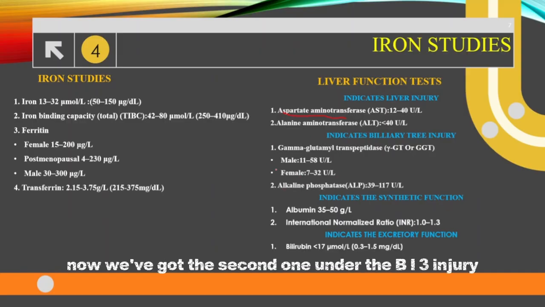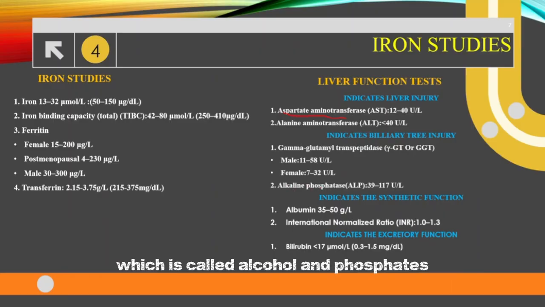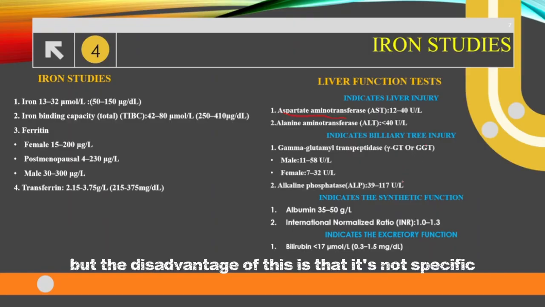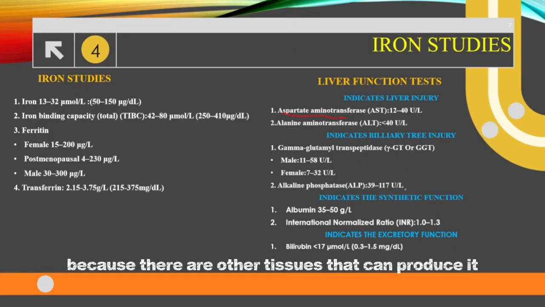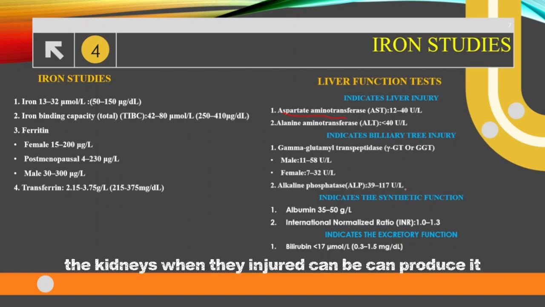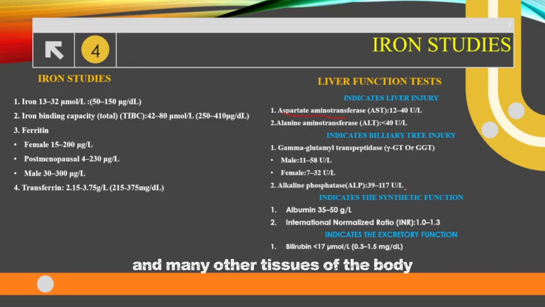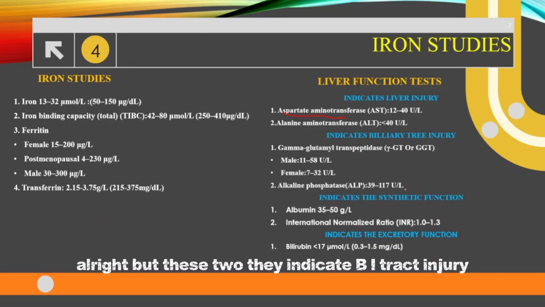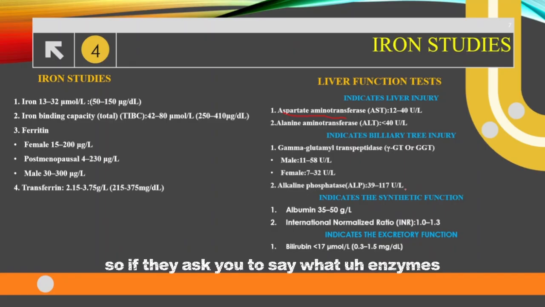The second one under biliary tree injury is alkaline phosphatase, which goes all the way up to 117, the highest. It also indicates biliary tree injury, but the disadvantage is that it's not specific, because other tissues can produce it, like the placenta, the kidneys when injured, the prostate, and many other tissues of the body. So it's not as specific as GGT. But these two indicate biliary tract injury. If they ask which enzymes indicate biliary tree injury, you go for these two.